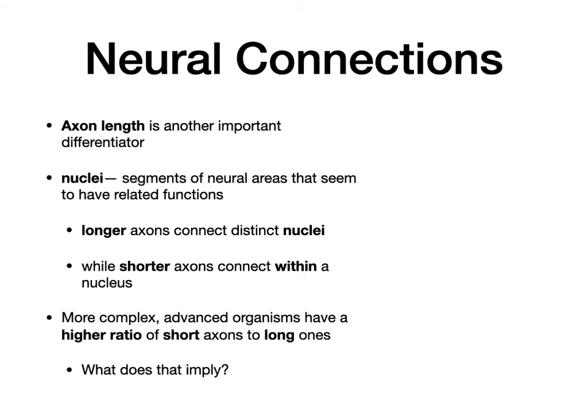Well, if we had a lot of long ones, that means there's not that many nuclei, or rather the size of the nuclei are smaller. The complexity of the functions that can be calculated in a single nucleus is smaller. So that means that pound for pound, we have a lot more nuclei computing different things.